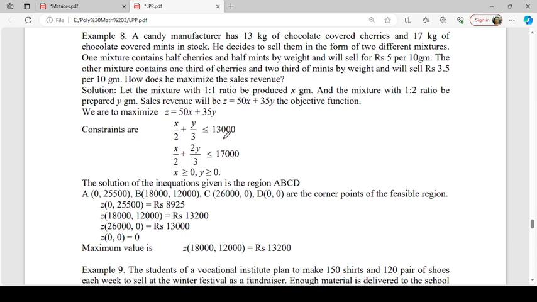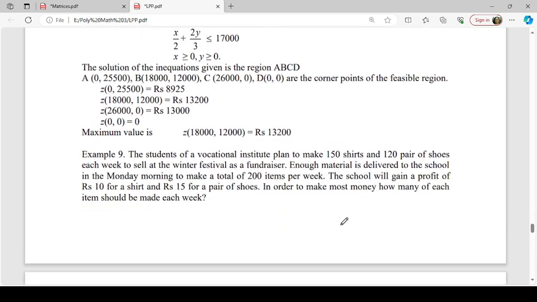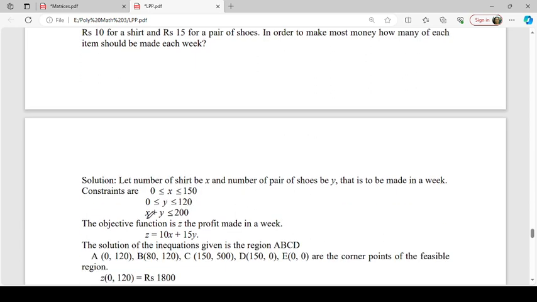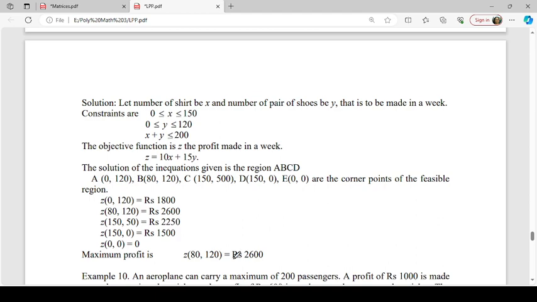So we are forming these constraints. Then our objective function is this one, 50x plus 35y. So we need to maximize 50x plus 35y. So this is the way. So this is also another practical problem. Here our objective function is 10x plus 15y, and these are constraints. So we find a region from these constraints and find the points of intersection, and then find the maximization.